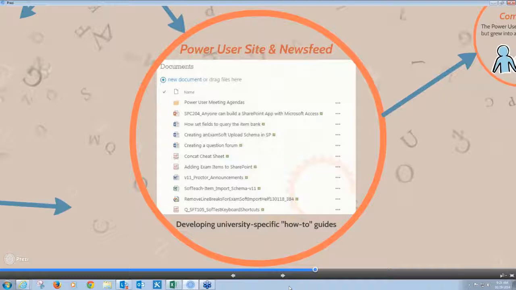In addition, power users are encouraged to post points of discussion for the next meeting so that it can be added to the agenda. And we recommend that if you're selecting a place to house your guides, find something that is accessible both on and off campus, just so that you're able to access all of your guides.